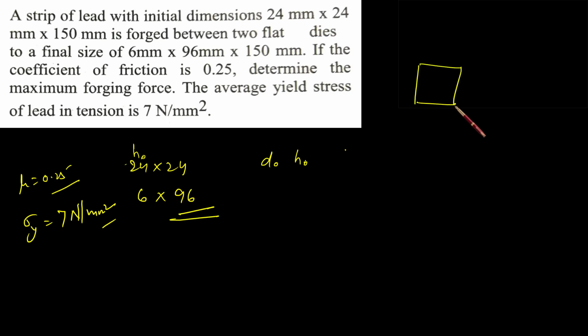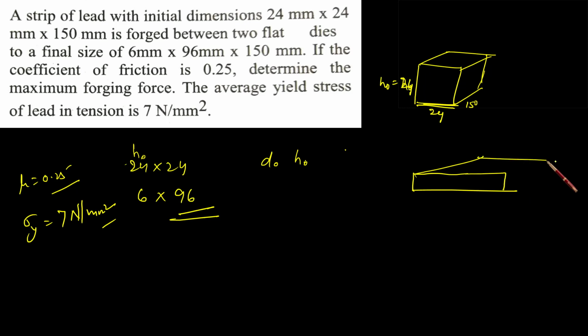If we see this is height H naught, and if this is height, obviously there will be one dimension that is 150, and another one 24, and this is H naught, and that has to be changed. So height is reduced, this one is increased, but this length is not changed. That means this is 150, this is 96, and this is 6, right?